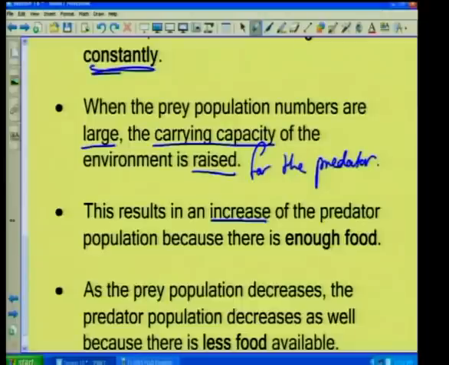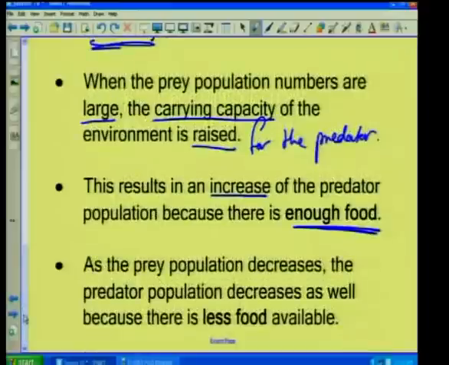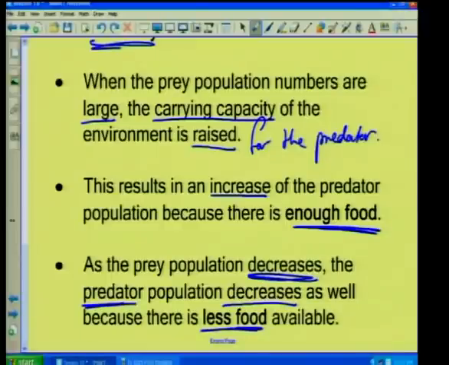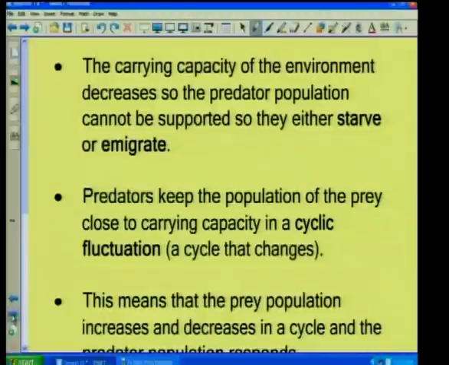Why? Because there's plenty of food. You've raised the carrying capacity. Now, as the prey population decreases, what am I doing? I'm taking the food away. So it's going to cause a decrease in the carrying capacity. Why? There's less food available, which indirectly will cause a decrease in the population of the predators. The carrying capacity of the environment decreases.